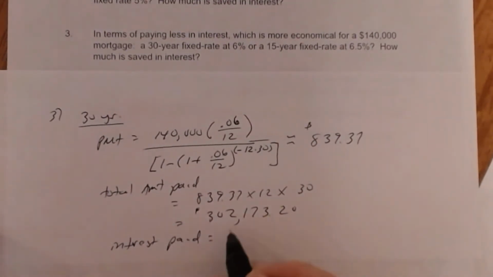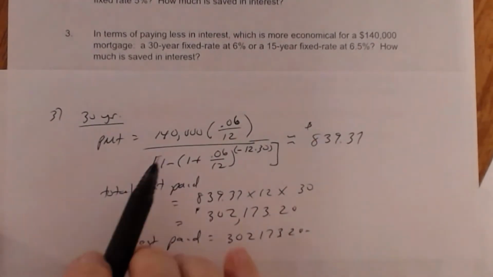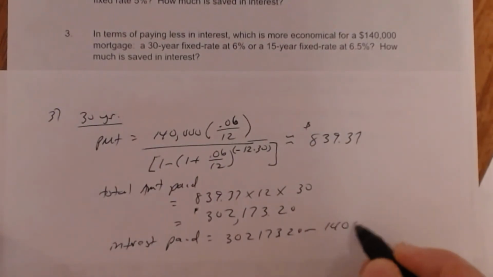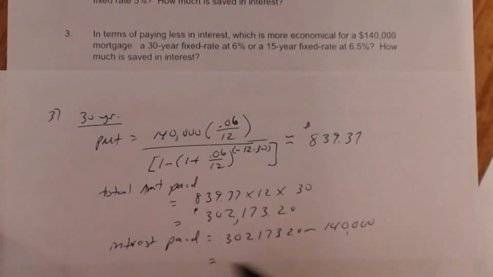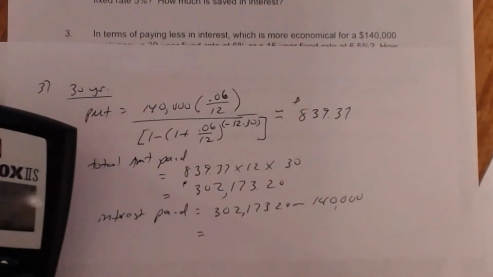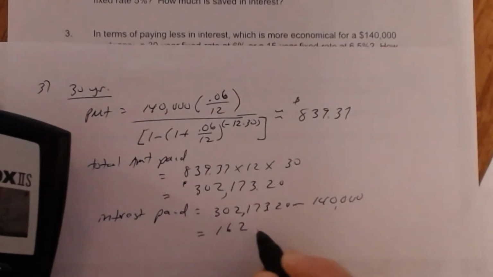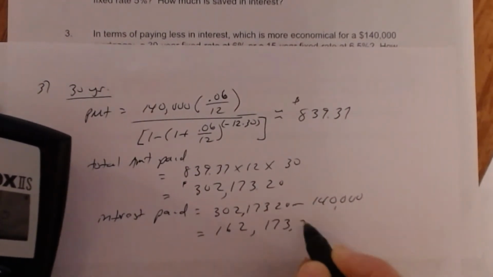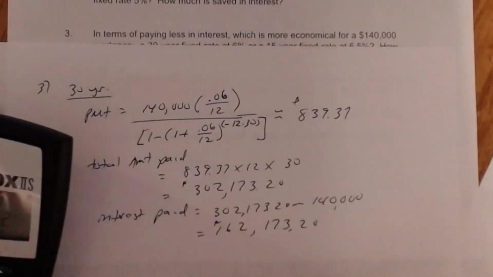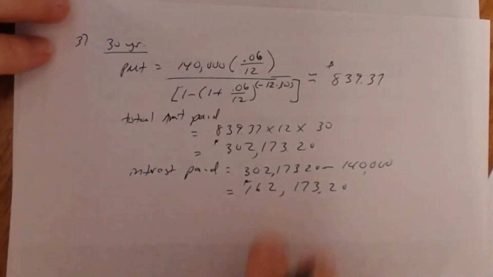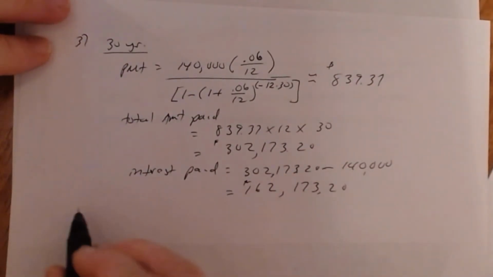So the interest paid will equal that amount, subtract the amount of the mortgage, which is $140,000, and that's going to equal, let's see what that equals. So that's going to equal, let's see, $162,173.20. So that's how much interest you end up paying. Okay? All right, it's a lot of money over 30 years.